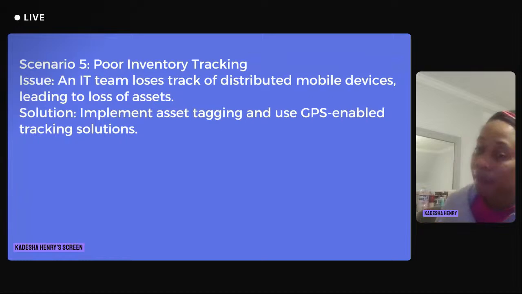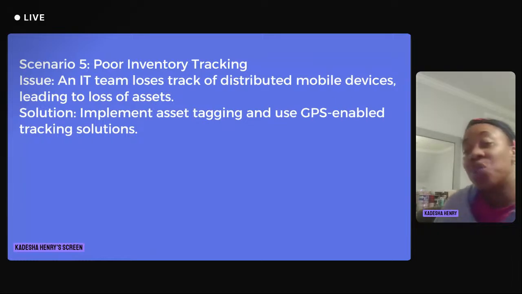Poor inventory management. You don't know who you gave the company's mobile phone to. You don't know who you gave the tablet to. And then later on, I come and act like I didn't get one, or I report it lost. You gave me one and did not put it in the system to track it. Those are bad or poor inventory tracking.